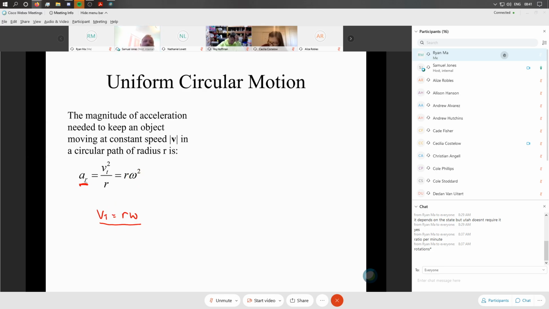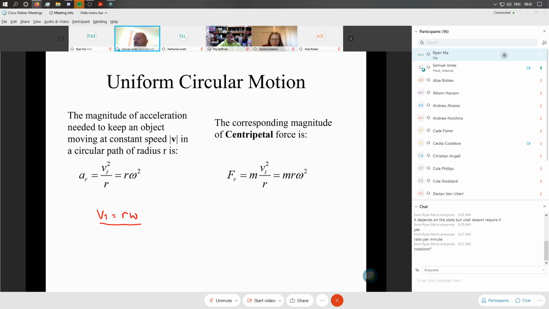Okay, now here's the part that's probably going to be trickiest, so I'm going to take some time on it. Whenever there's an acceleration, we know there must be a force. Do we all agree about that? What is the force that causes centripetal acceleration? We call it centripetal force, but that is a little bit misleading because there is no such thing as centripetal force. There are, however, forces that cause centripetal acceleration, and we sometimes call those centripetal force.